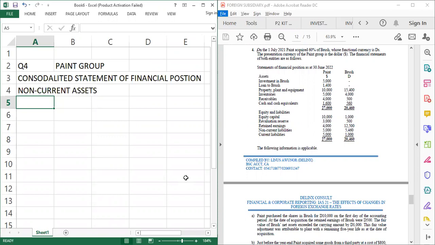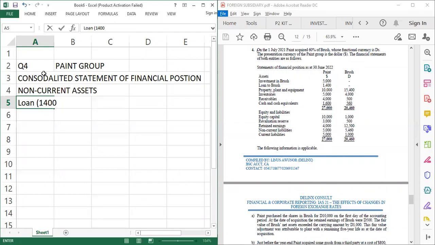PPE. Okay. The investment in Brush will not come. That is the amount that we paid for them. So we will cancel their shares with the investment. So that will not come. The loan to Brush, that is a loan given to them, but we cancel it at the end. So let's write the loan there first, because we are going to cancel it. That is an intra-group transaction. What is the loan amount? 1,400. So you just put it in brackets.